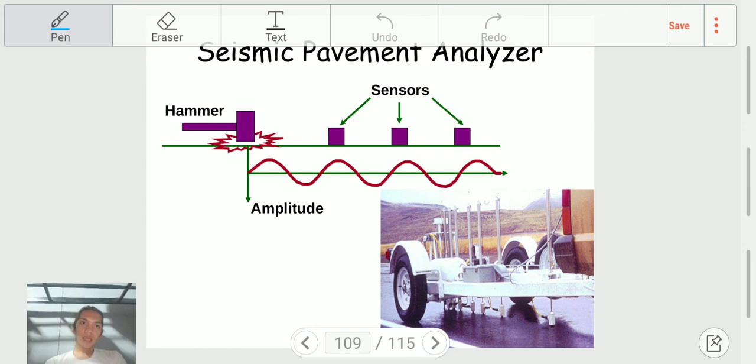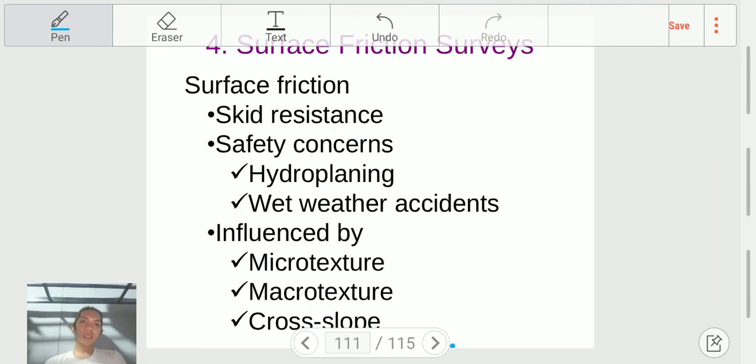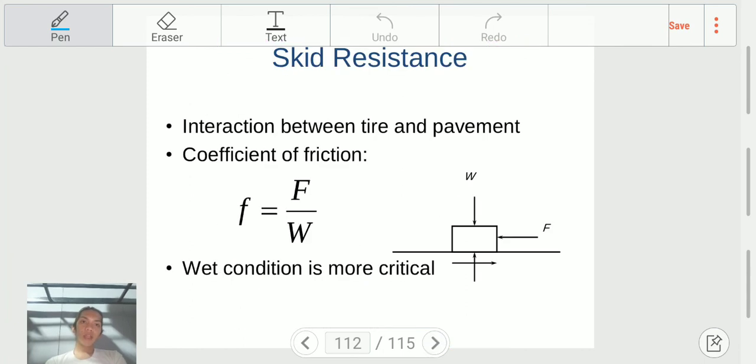Seismic pavement analyzer: hammer, amplitude sensors, pavement evaluation, surface conditions. Here we have a formula for skid resistance and friction between tire and pavement. So coefficient of friction is equal to force over weight. Yes, coefficient of friction is equal to force over weight.